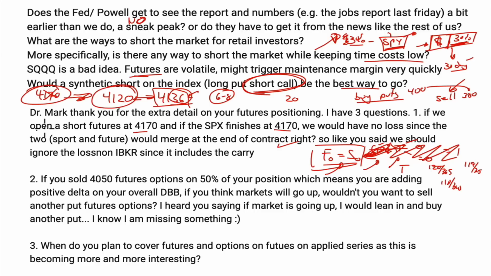If you sold 40-50 futures options on 50% of your positions, means you're adding positive delta to your vol. Yep. If you think markets will go up, wouldn't you want to sell another put futures? Not really. No, I know what I'm doing here. I heard you say if a market is going up, I would lean in and buy another put. Well, I didn't buy any puts. I sold puts. But if I thought the market was strong and was going to head up, then yeah, I would hedge out a bit more.